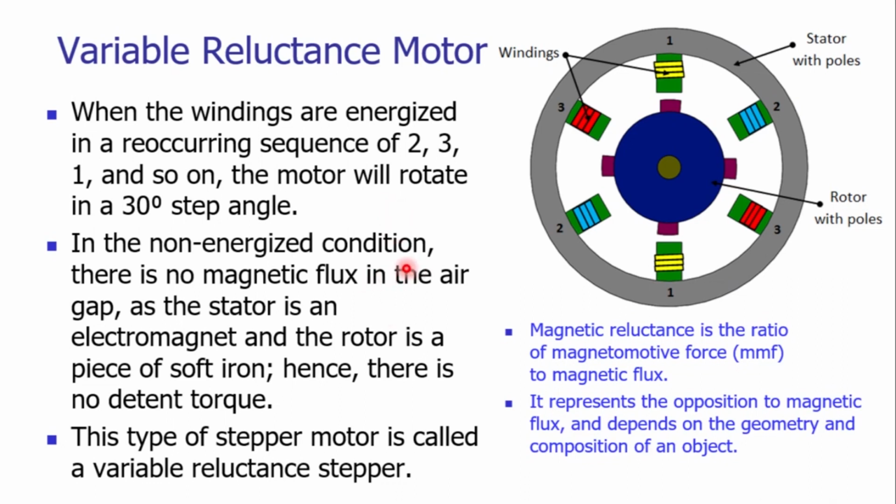In the non-energized condition, there is no magnetic flux in the air gap, as the stator is an electromagnet. When no electricity is applied, there will not be any magnetic flux. The rotor is simply a conductor. So at no load condition, with no electricity applied, there will not be any magnetic flux in the air gap. This type of motor is called the variable reluctance motor.